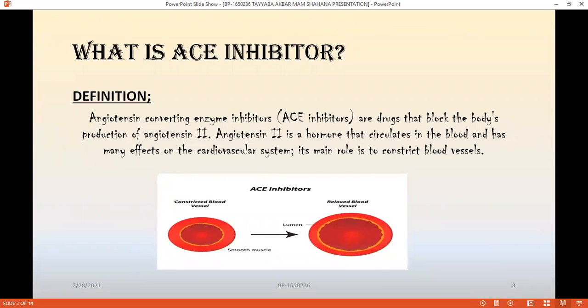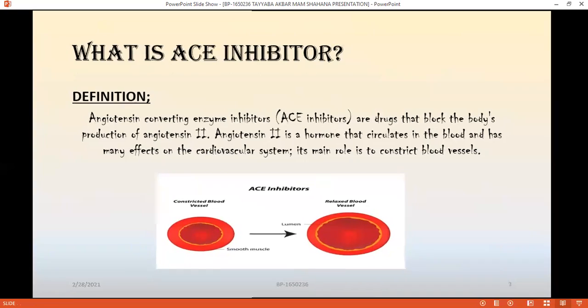What are the angiotensin converting enzyme inhibitors? The angiotensin converting enzyme inhibitors are prescribed in chronic heart failure and hypertension, as they relax the veins and arteries and decrease the blood pressure. They prevent an enzyme from producing angiotensin 2, which is responsible for narrowing the blood vessels.